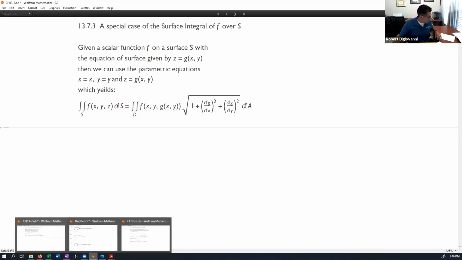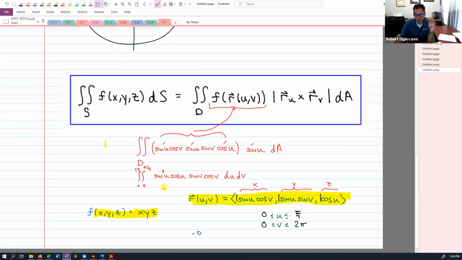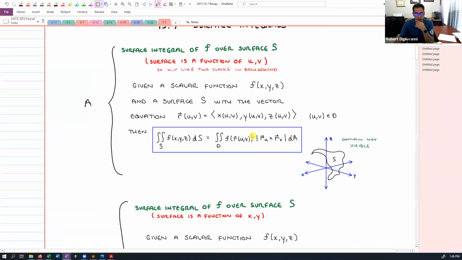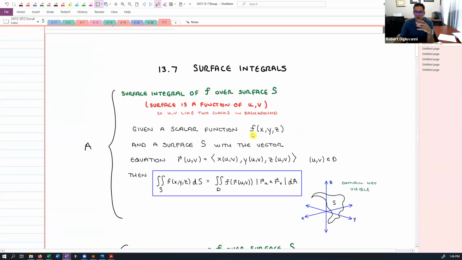I'll do an example, but before I do an example, I want to show you something. In these recap notes, I go beyond this. So everyone, deep breath, pay attention.